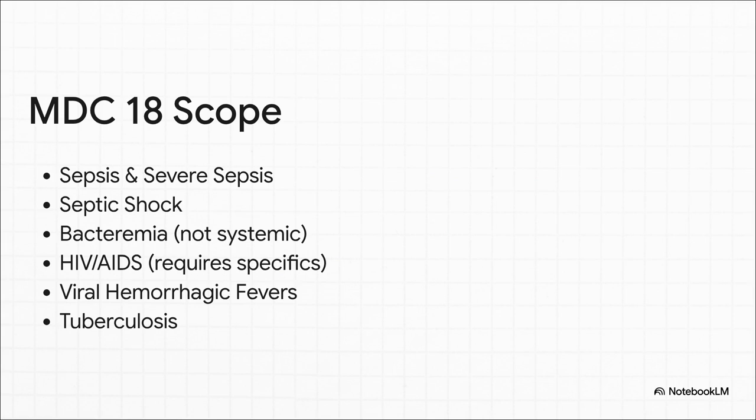Our scope for MDC 18 includes some seriously high-volume diagnoses. We're talking sepsis, severe sepsis, septic shock, tuberculosis, and HIV/AIDS. Now, a quick heads up. For HIV, you can't just code it based on, say, a recurrent pneumonia. You need explicit provider documentation that the pneumonia is an HIV-related illness.